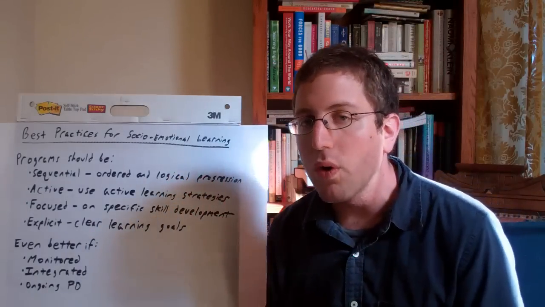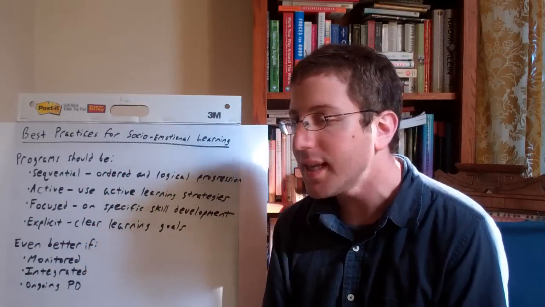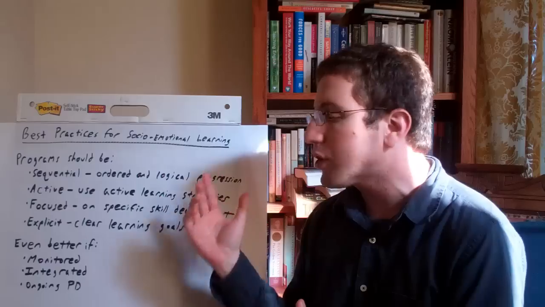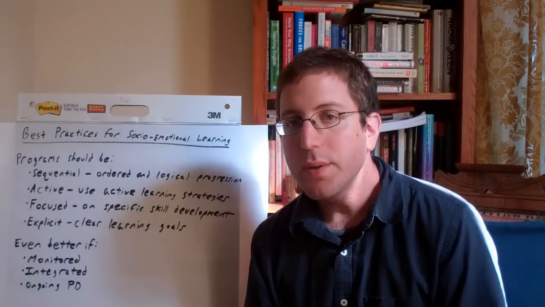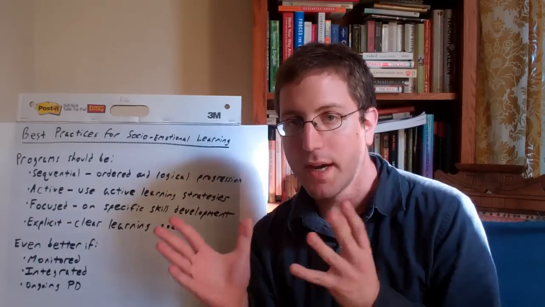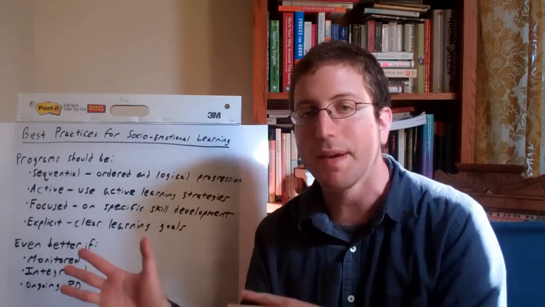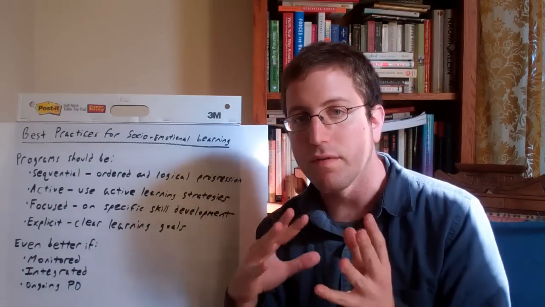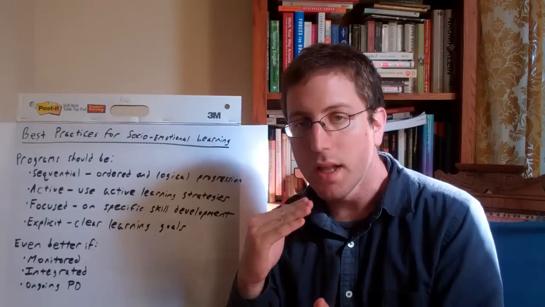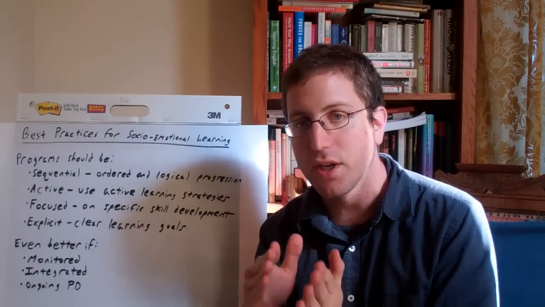Programs should have these 4 features to really be effective. They need to be sequential. What that means is they need to be ordered, and they need to have a logical progression of social skills. So you can't just jump from one thing to another. You can't just go from, today we're going to be talking about interpersonal relationships, and now we're going to be talking about setting positive academic goals for yourself. That sort of confusion doesn't really help students. We want them to be logical, ordered, and really integrated so that it makes sense in the skill progression that you're teaching students.